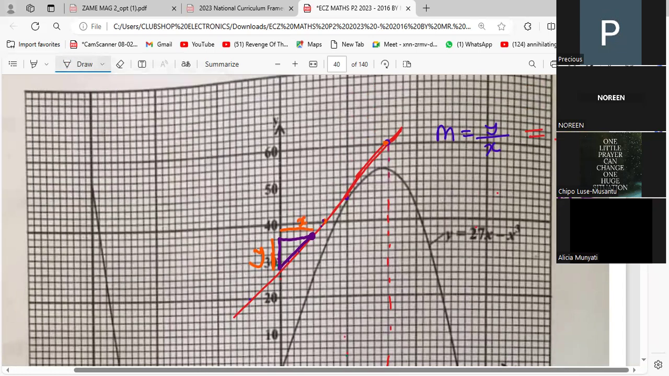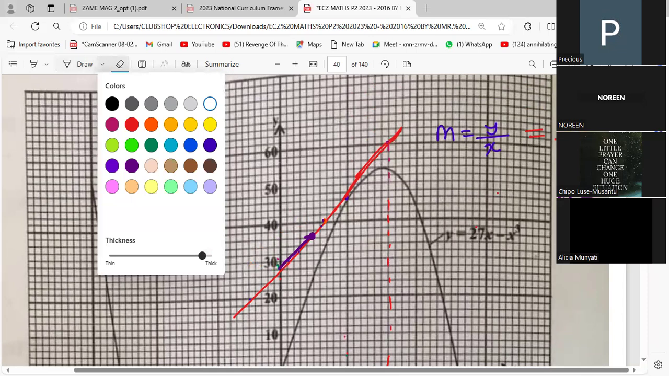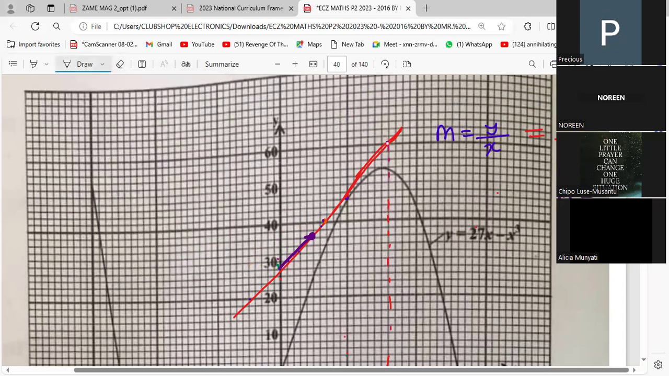I think I got this point. Let me just see this. So the numbers can differ, but at the end of the day, the answer will be the same. So I think I got this point. That was the point I picked. So from there, I went to the y-axis, isn't it? Is that okay?